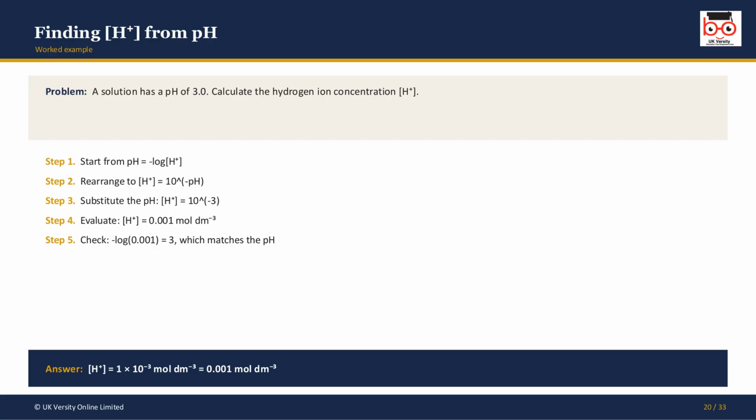Now let's go the other way: finding the concentration from a pH of 3. We start from pH equals minus log of the hydrogen ion concentration and rearrange it to give the concentration equals 10 to the power of minus pH. Substituting the pH of 3, that's 10 to the minus 3, which works out as 0.001 moles per cubic decimeter. And we can check. Minus log of 0.001 is 3, which matches the pH we started with.